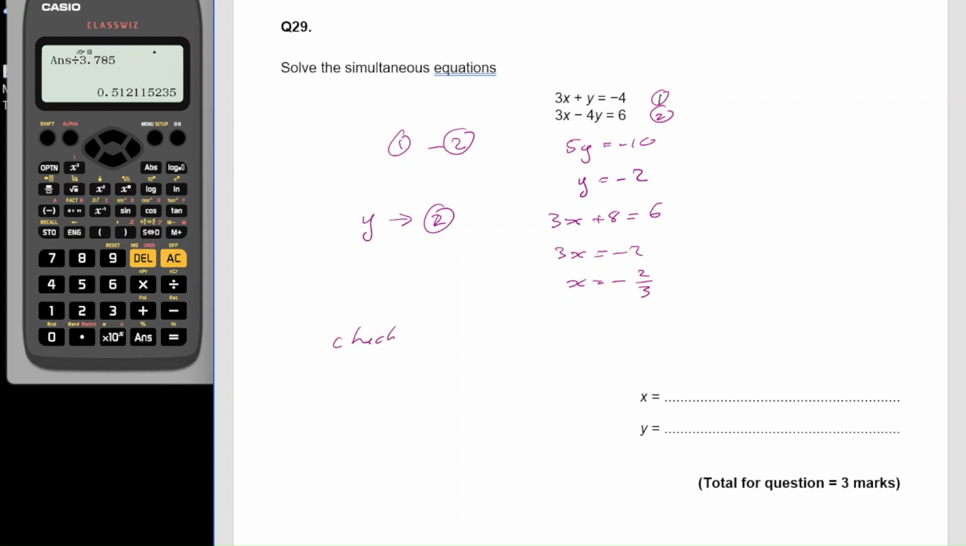Check. So 3 times minus 2/3 can't be equal to minus. Oh, I've got that the wrong way around. Try that again. 3 times minus 2/3 is minus 2, minus 2 is equal to minus 4, so that is right, even though those numbers are nasty. So x is equal to minus 2/3 and y is equal to minus 2.